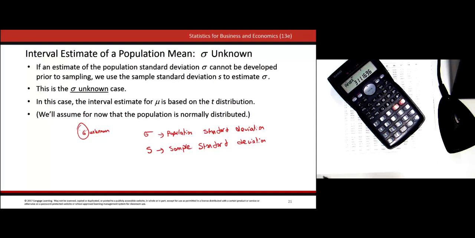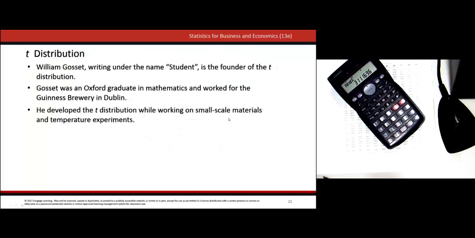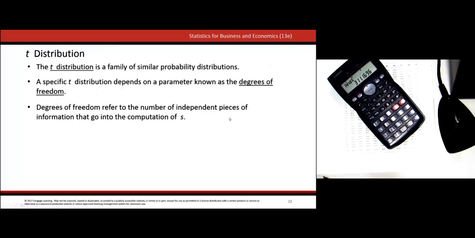But in this case, due to the additional variability, now we also have to estimate sigma. We use a different distribution. Now we use the t distribution instead of the standard normal distribution. The t distribution has one parameter, which is the degrees of freedom. Degrees of freedom is the number of independent pieces of information that go into the computation of the standard deviation.